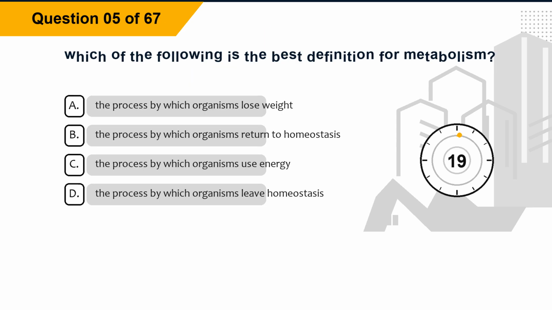Question 5. Which of the following is the best definition for metabolism? Option A, the process by which organisms lose weight. Option B, the process by which organisms return to homeostasis. Option C, the process by which organisms use energy. Option D, the process by which organisms leave homeostasis.